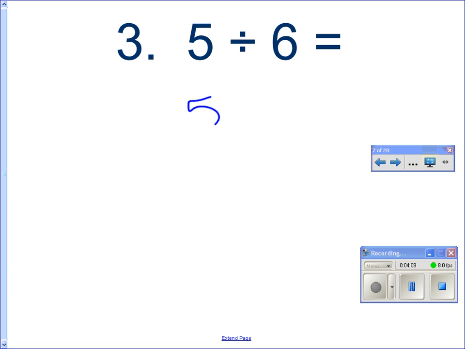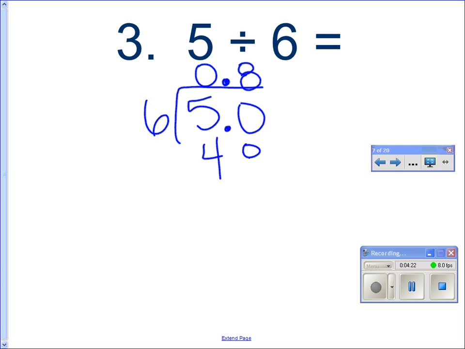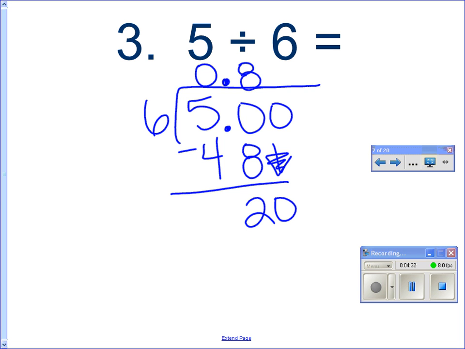Okay, so you should have 5 in the house, 6 on the outside. The decimal goes at the end of the number. Bring it up. 6 cannot go into 5. 6 goes into 50 8 times. 8 times 6 is 48. 50 minus 48 is 2. 6 cannot go into 2, so we add a 0 and bring it down. 6 goes into 20 3 times. 3 times 6 is 18. 20 minus 18 is 2.